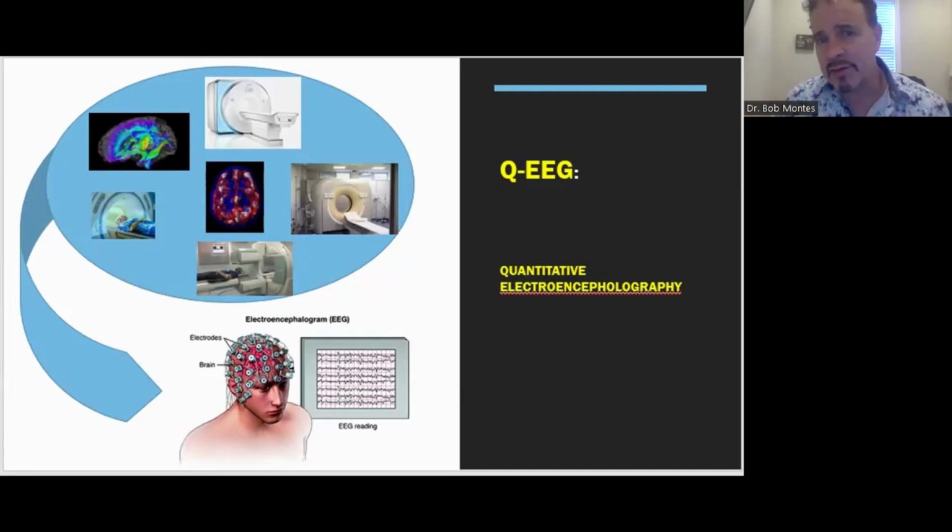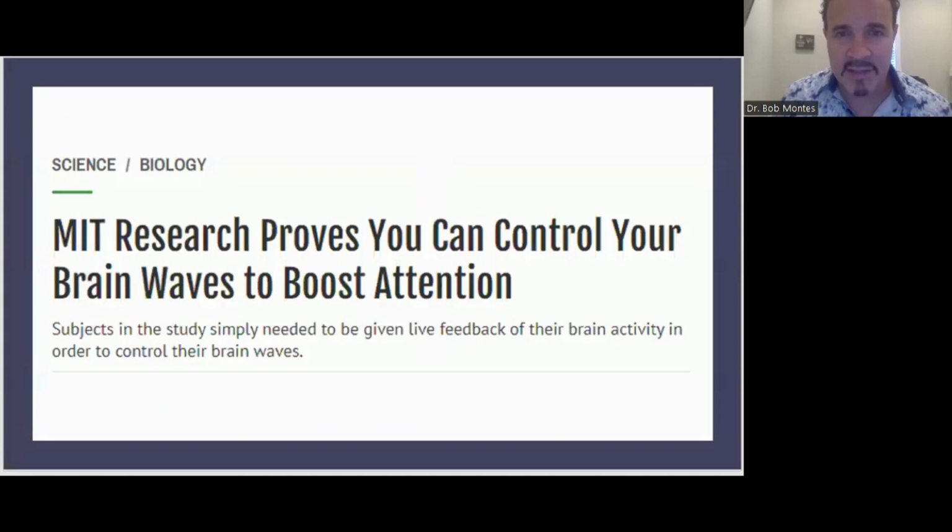When you use qEEG, you get a large amount of that same database pool, and it's pulled into EEG for $395. So imagine the savings that takes place. In this particular research article, it reads, MIT research proves you can control your brain waves to boost attention. Subjects in the study simply needed to be given live feedback of their brain activity in order to control their brain waves.